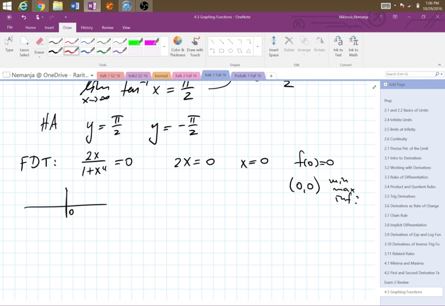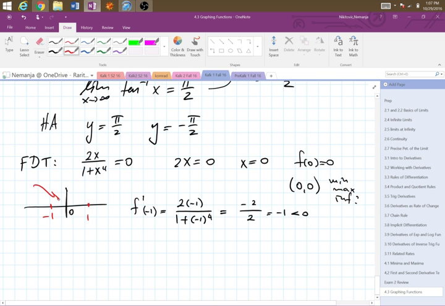And we have test points of -1 and +1. First derivative test, which means we are plugging these test points into the first derivative. So 2 times -1 over 1 plus -1 to the fourth. We're getting -2 divided by 2, which is -1, less than 0, which means decreasing. F prime at 1: 2 times 1 over 1 plus 1 to the 4th is 2 over 2, which is 1, which is larger than 0.